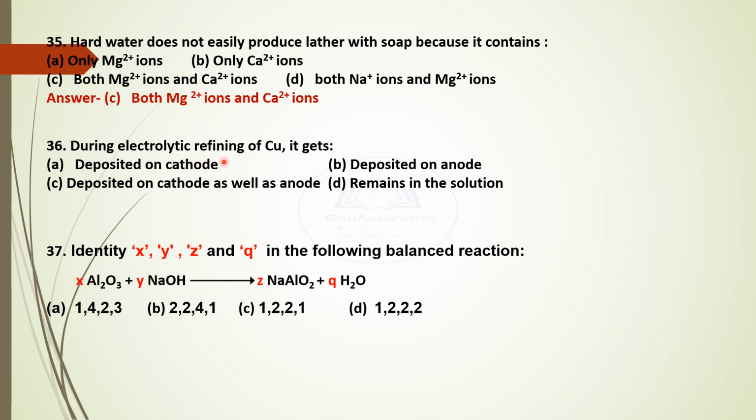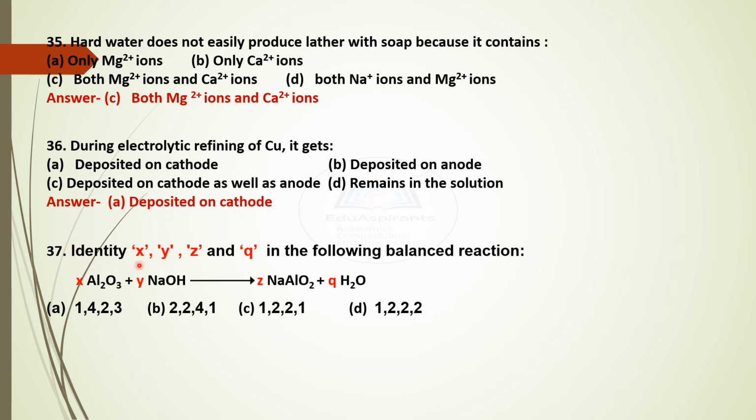36. During electrolytic refining of copper, it gets deposited on cathode, deposited on anode, deposited on cathode as well as anode, or remains in the solution. Mark your choice. Let us see the answer. Answer is A, deposited on cathode.